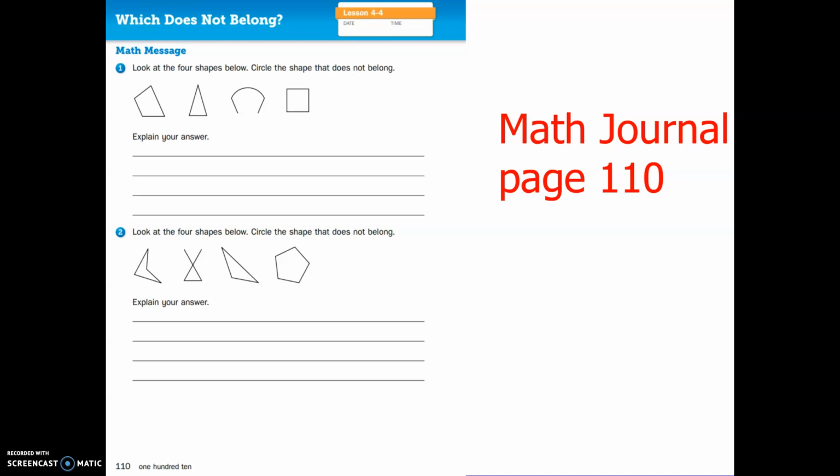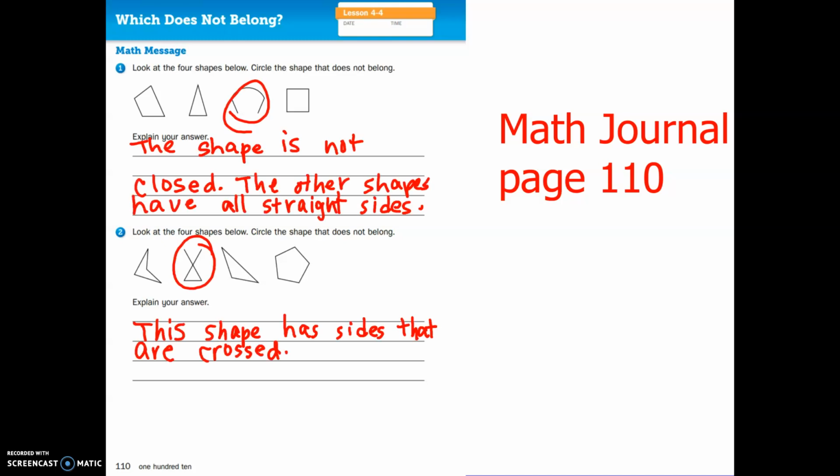Circle the shape that does not belong, and then tell why it doesn't belong. Explain your answer. You're going to do the same thing for number 2. Look at the 4 shapes, circle the shape that does not belong, and then explain your answer. Explain why you circled that particular shape.